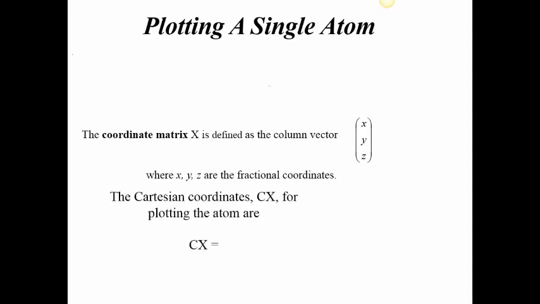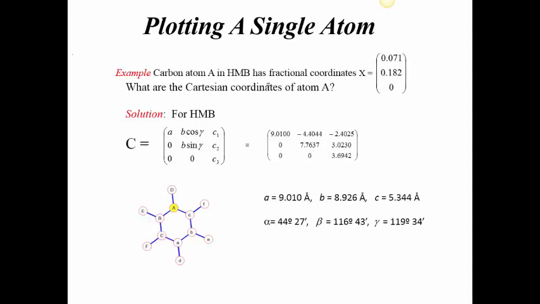X, Y, Z are the fractional coordinates. So we take the fractional coordinates and we multiply them by the Cartesian matrix, which consists of the coordinates. We saw this in chapter 1, and now we simply multiply it by X, Y, and Z. And now let's look at a single example. A single example would be plotting that same carbon atom A. That's why I chose the A in hexamethylbenzene. If you look on that chart, it has these coordinates.